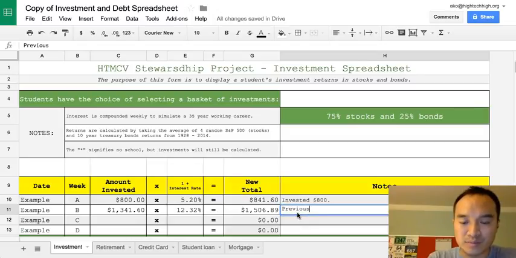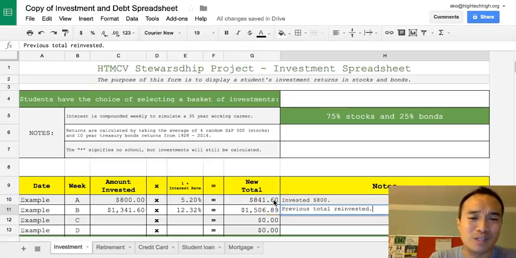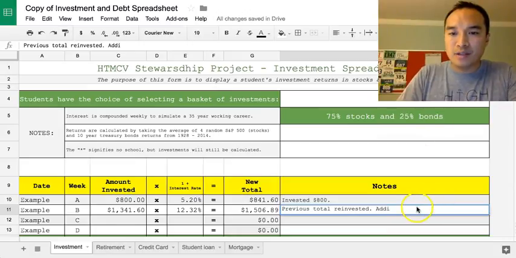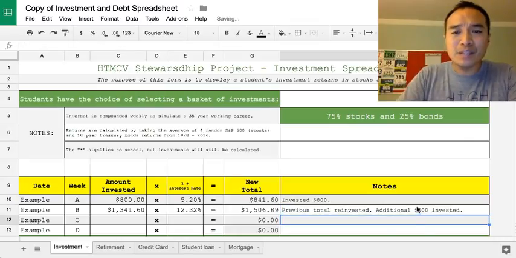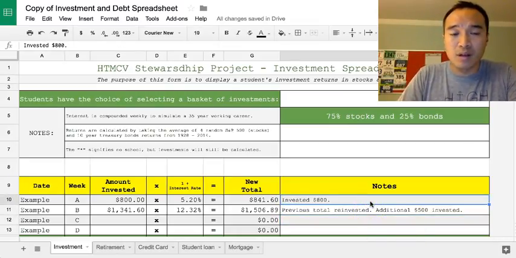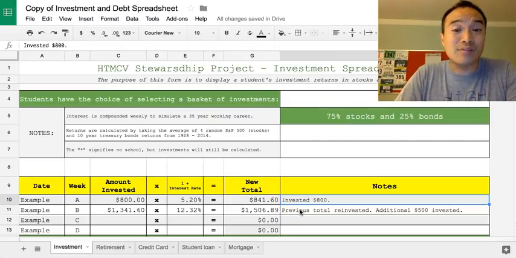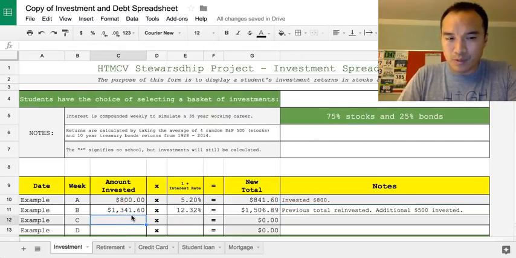So our note is we're going to do this. Our previous total we reinvested. That means that this total, $841.60, we reinvested, meaning we just left it in there. And we also additionally invested 500. So this tells any onlooker of this spreadsheet, okay, they reinvested that previous total, and then the student invested another $500.